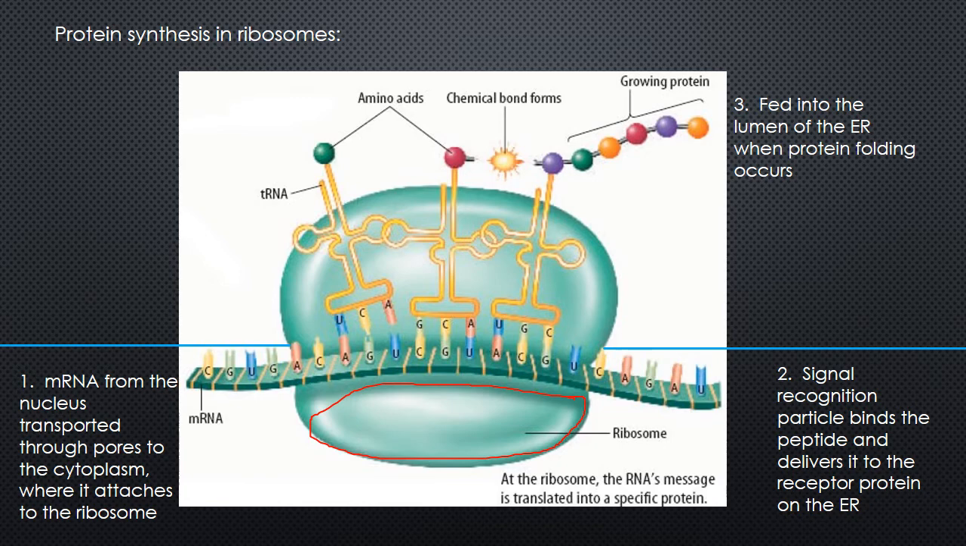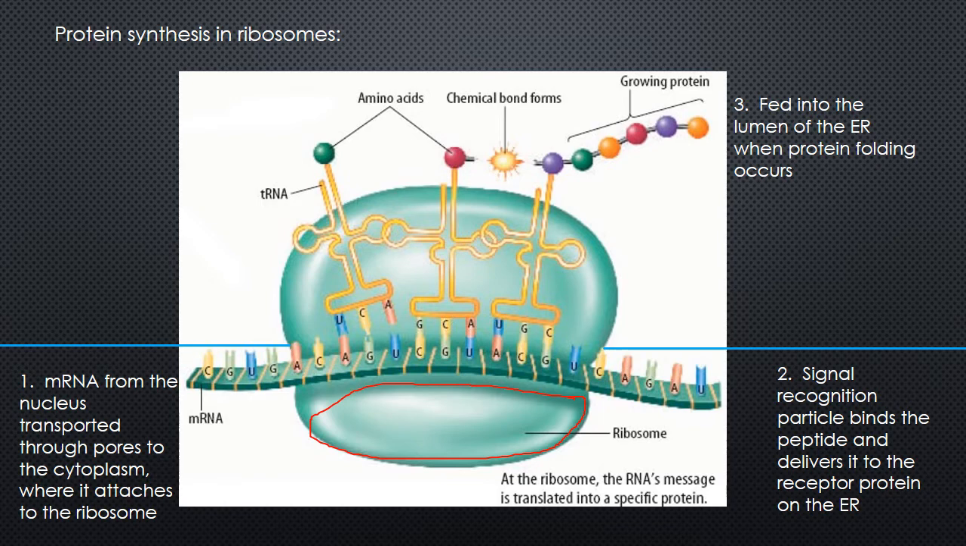Messenger RNA from the nucleus is transported through the nuclear pores into the cytoplasm. On that mRNA is all the information that the ribosome needs to create a growing protein. So in the cytoplasm, the ribosome attaches to the mRNA and it begins the process.